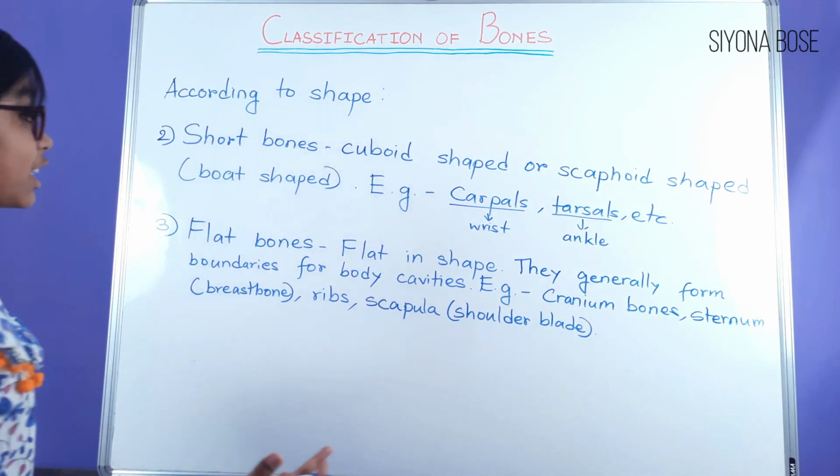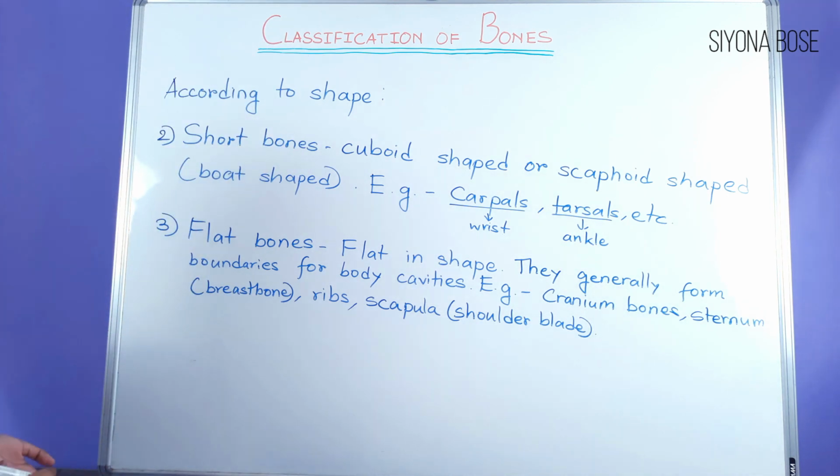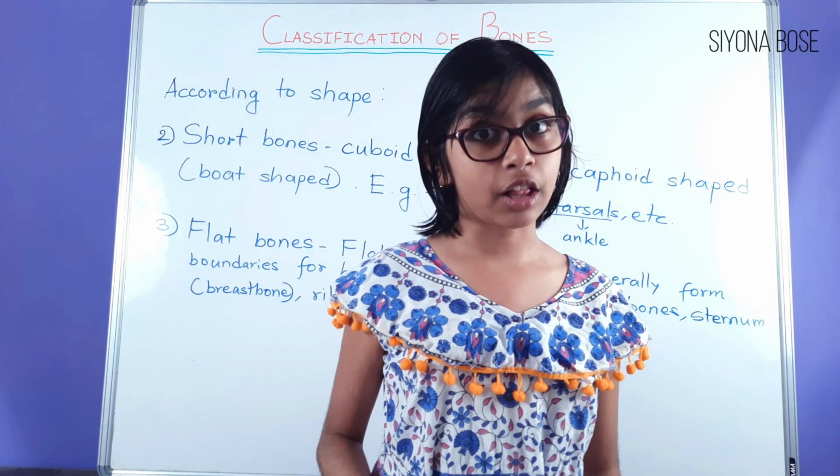Again, flat in shape, they generally form boundaries for body cavities, and examples are cranium bones, sternum or breastbone, ribs, scapula or shoulder blade. Irregular bones.